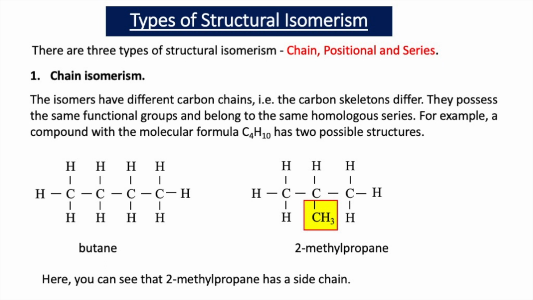2-methylpropane and butane have the same molecular formula, C4H10, but a different arrangement of atoms. That's why they're structural isomers of each other. And they're classed as chain isomers because they have different carbon chains. Butane has 4 carbons in its longest chain. 2-methylpropane has 3 and a side chain, a CH3 group attached to the second carbon. They're therefore chain isomers because they have different carbon chains.